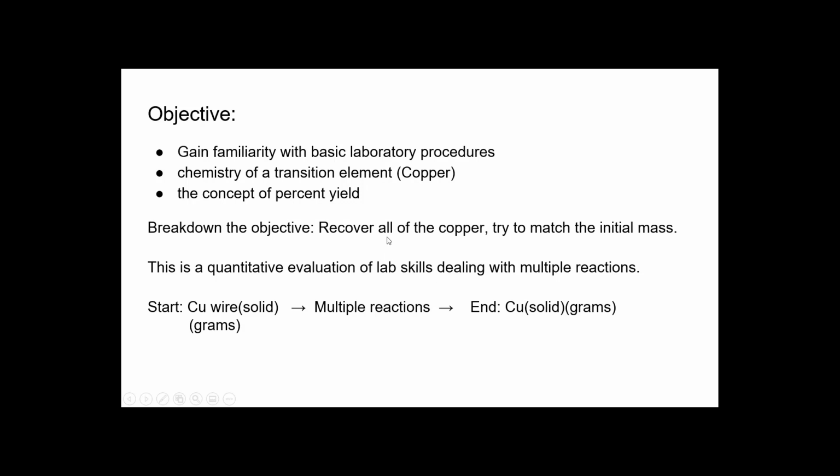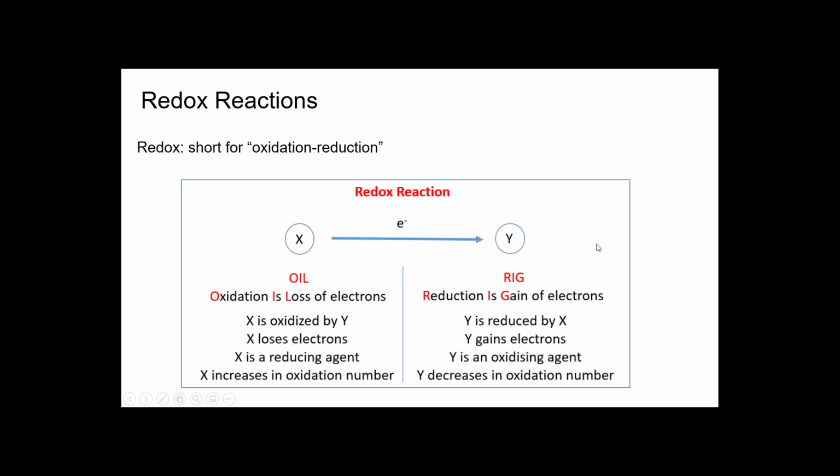To break this down as simply as possible, you are going to start with an initial mass of copper and you're going to have an end mass of copper. Ideally, what you want to do is match the initial mass with the end result mass that you recovered. And through percent yield, you will be able to determine if it's a good amount or not. There are 3 reactions that are covered in this.